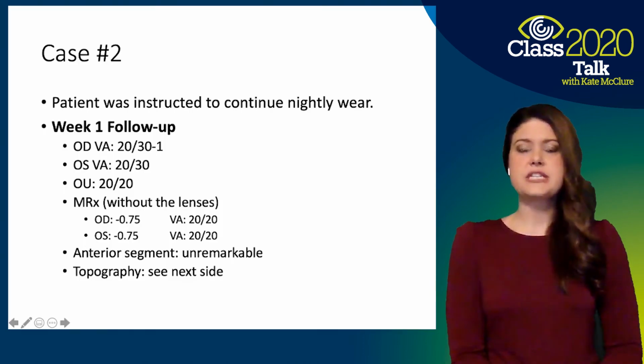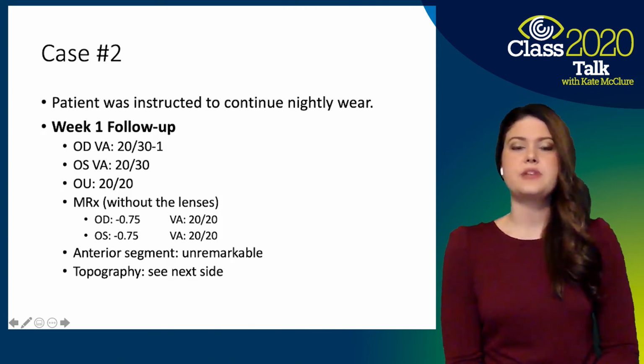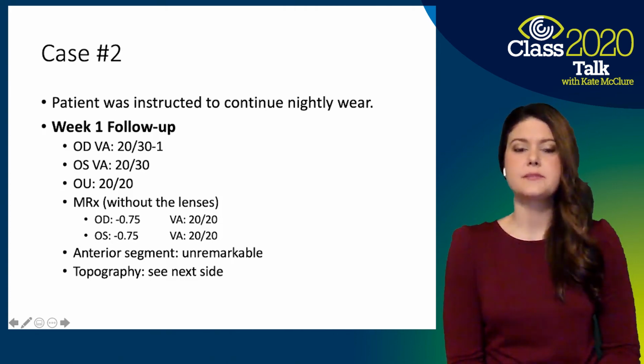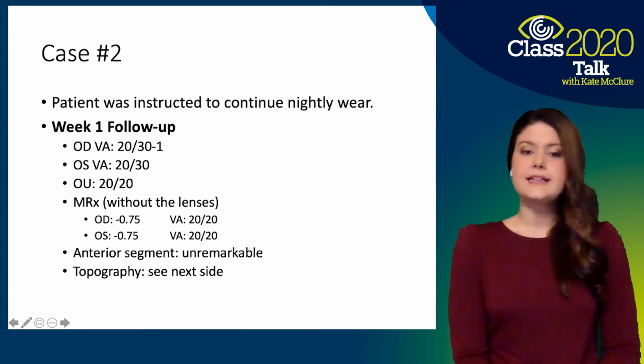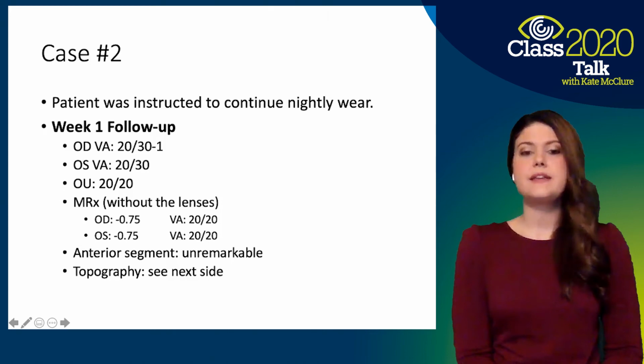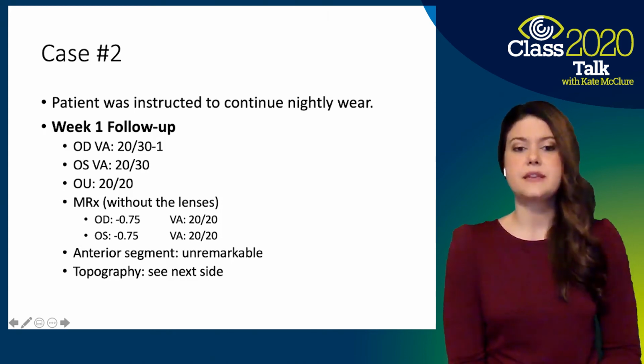I instructed the patient to continue nightly wear, and I didn't make any changes. And often I don't after the first night. Now, 1 week later, the patient's 20/30 in both eyes, 20/20 with both eyes together. I did find -75 refraction in each eye. Once again, his anterior segment is healthy.